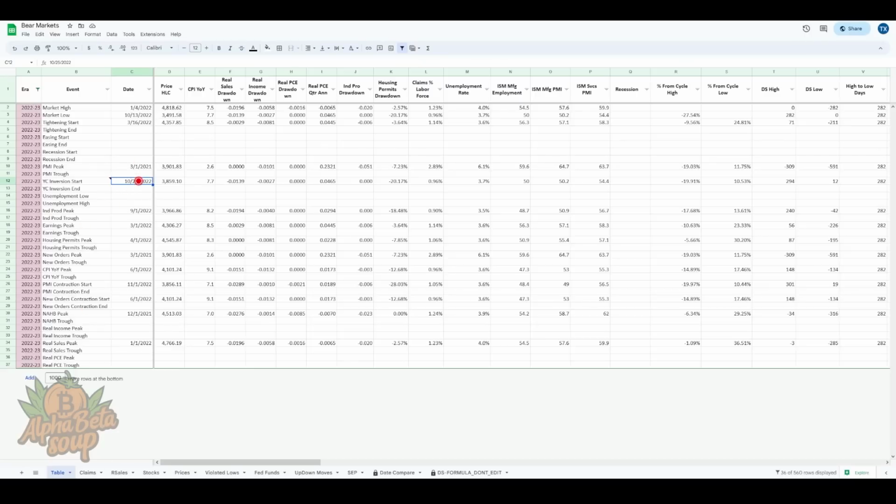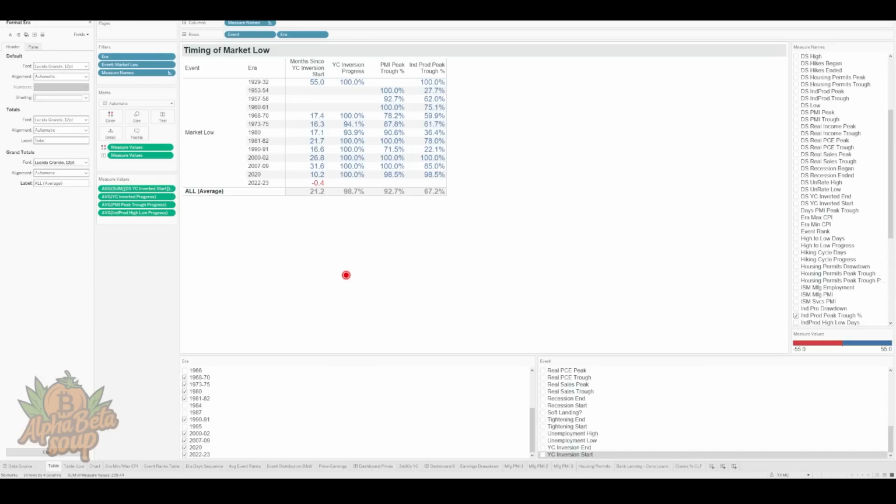So if we were to project this forward 10 months, that would say the low should be in August. If we were to have the fastest trip in recorded history to a market low from the day that the yield curve inverted. So what this is telling me, friends, is that the low in October is not well defended.